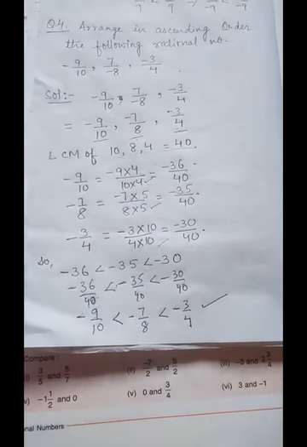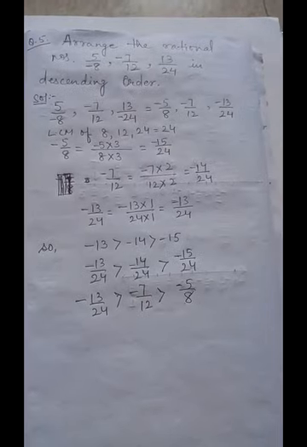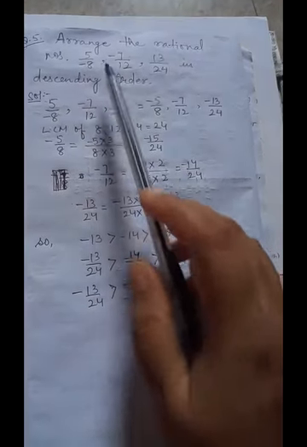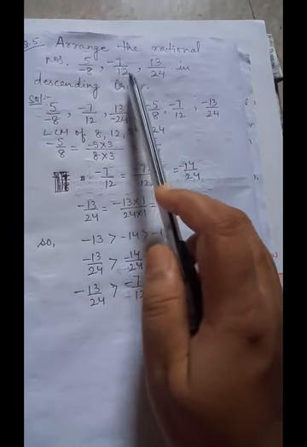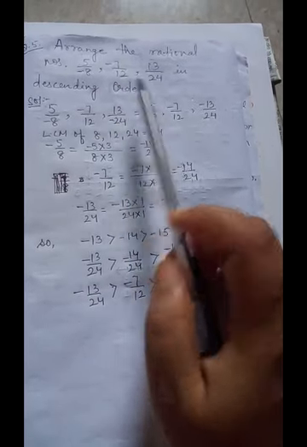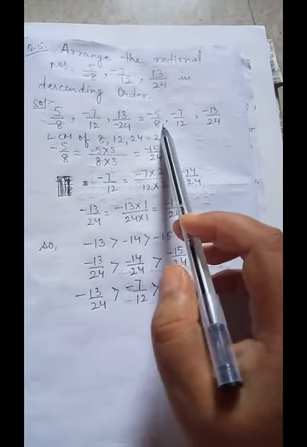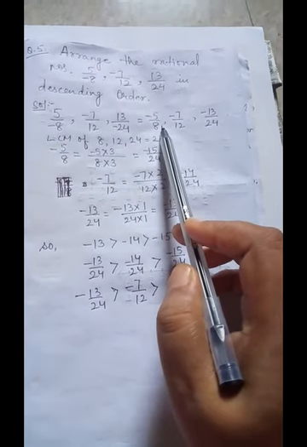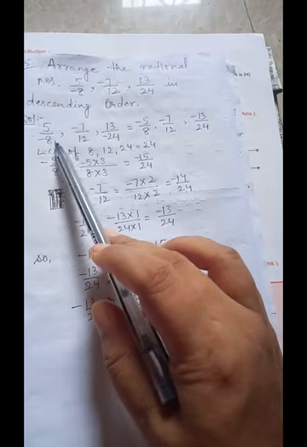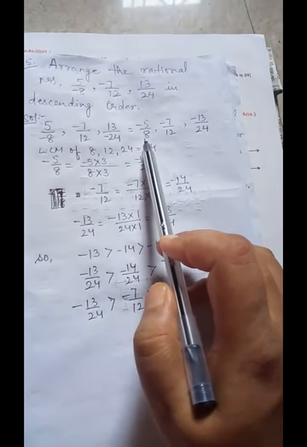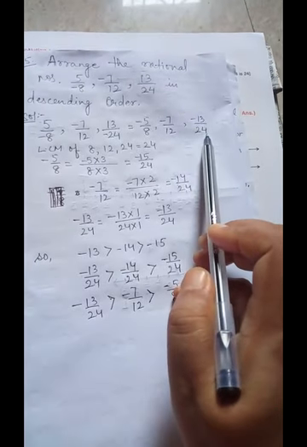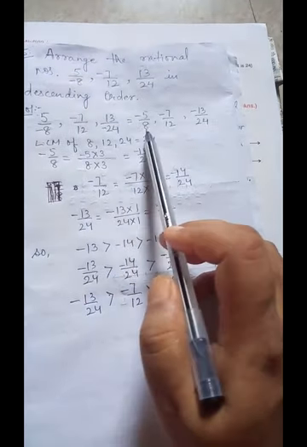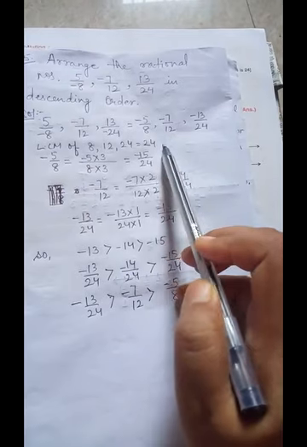Now moving on to the next question. Arrange the following in descending order. The rational numbers given to you are 5 upon minus 8, minus 7 upon 12, and minus 13 by 24. So here again you have to convert into standard form. So 5 upon minus 8 will become minus 5 upon 8, then minus 7 by 12, and this is minus 13 by 24. Taking out the LCM, you will get 24 as the LCM.